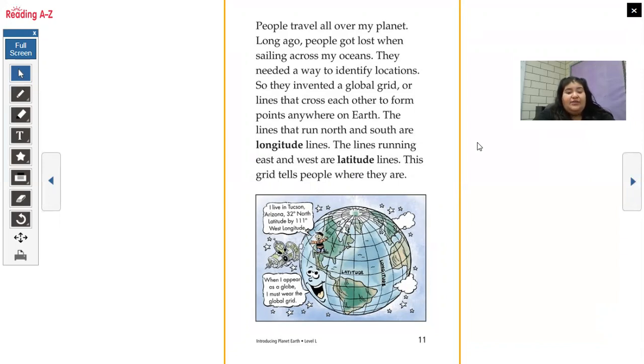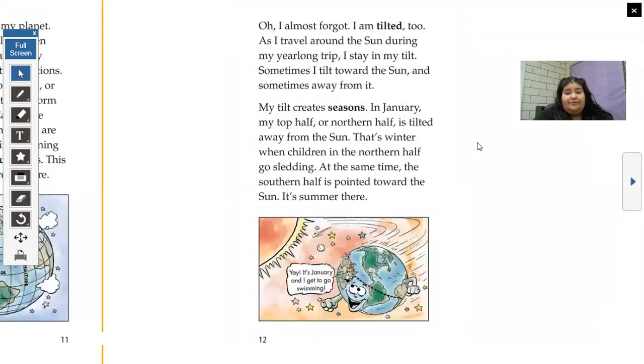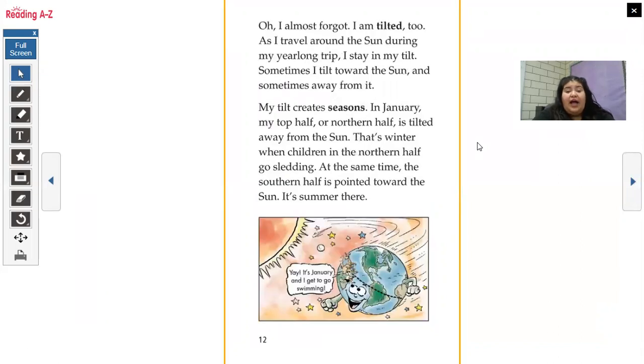I live in Tucson, Arizona, 32 north latitude by 111 west longitude. When I appear as a globe, I must wear the global grid. Oh, I almost forgot. I am tilted too. As I travel around the sun during my year-long trip, I stay in my tilt, and sometimes I tilt toward the sun, and sometimes away from it.